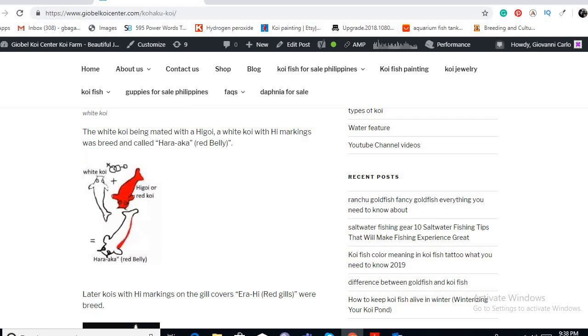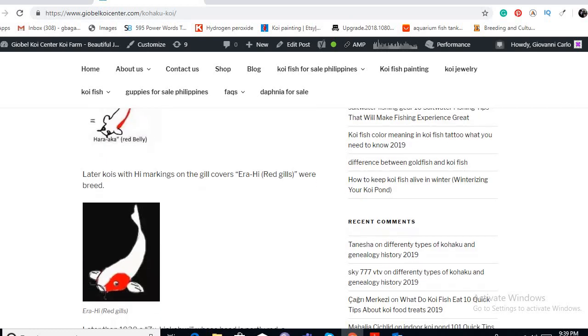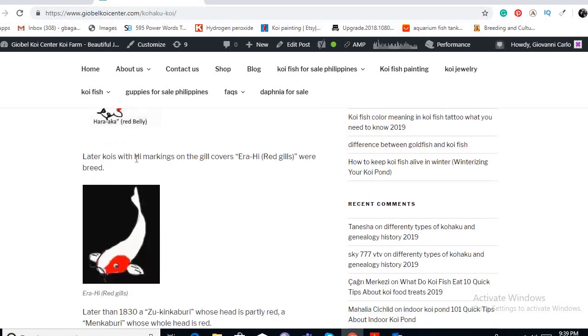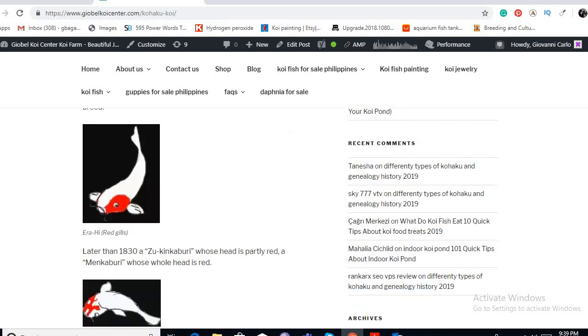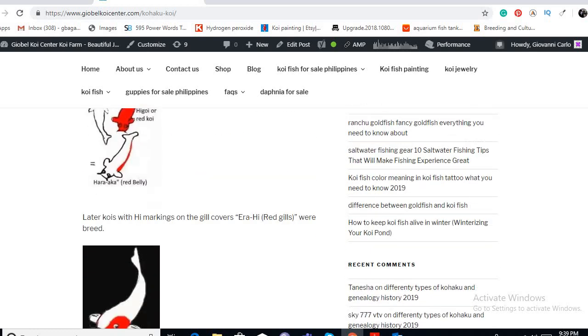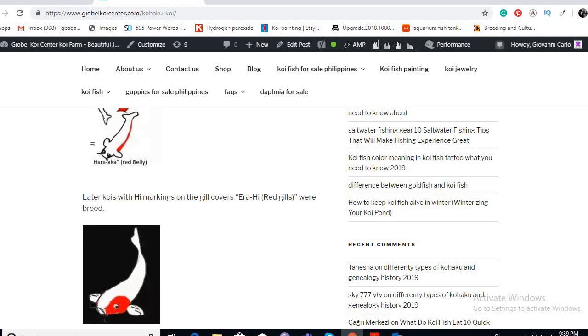It is a white koi with a red belly. So later, koi with red markings on the gill covers were bred. Irahi means red gills. So there's a white koi fish that has red gill covers. It was called Irahi.